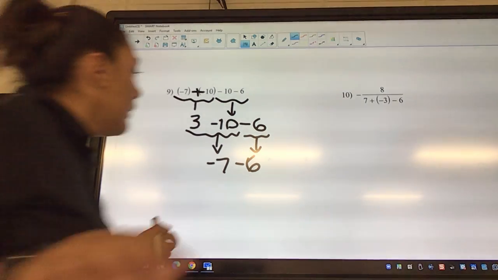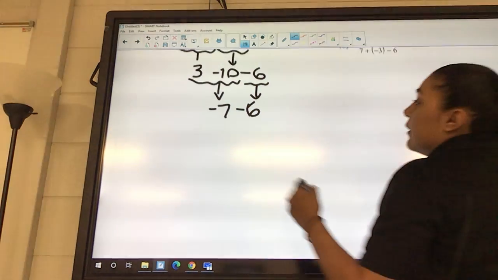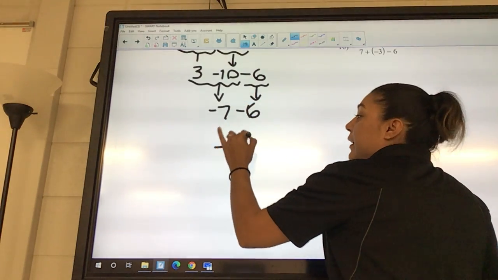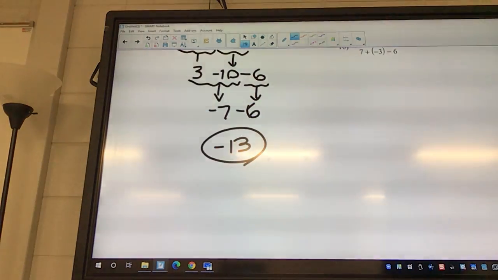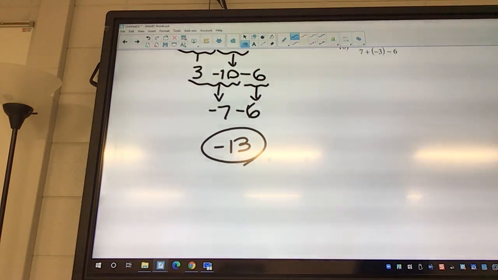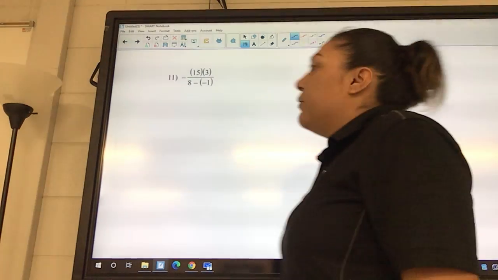Okay. So -7 minus 6 is what? -13. I noticed from the other day, some of your negative and positive, actually do it on a calculator, check it on a calculator. All your steps are right, all your math was right, except for some addition and subtraction with negatives. So make sure that you're using a calculator, just a double check. Okay. 11, what do we need to do first?